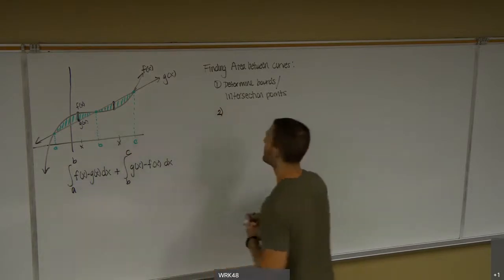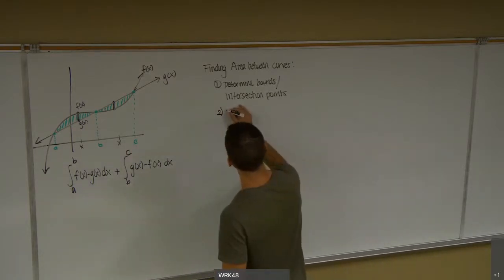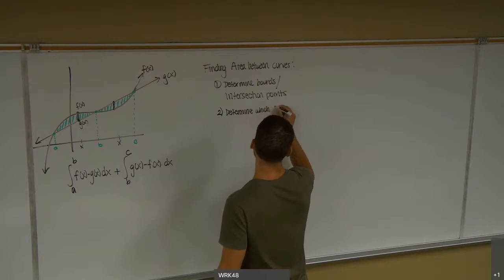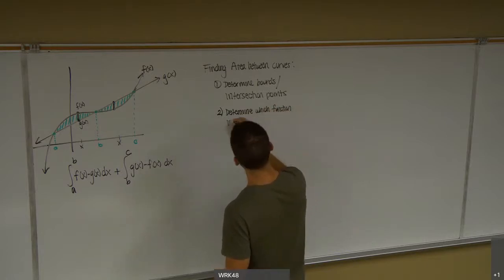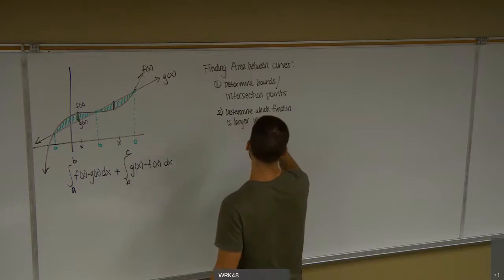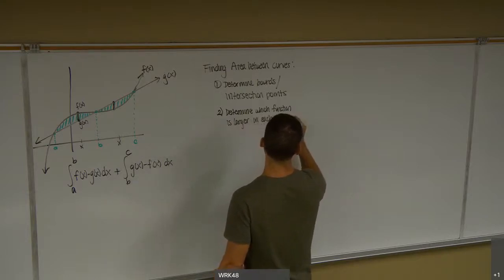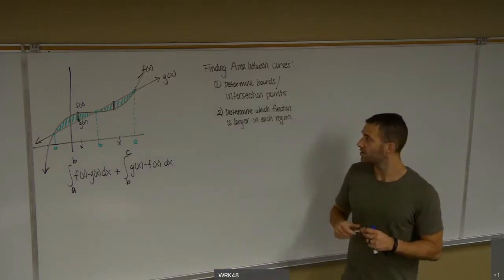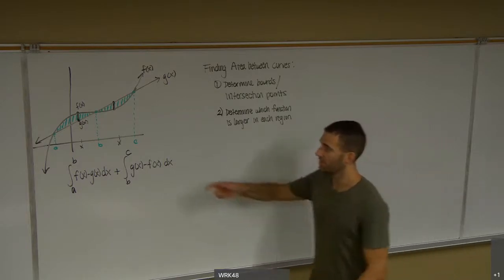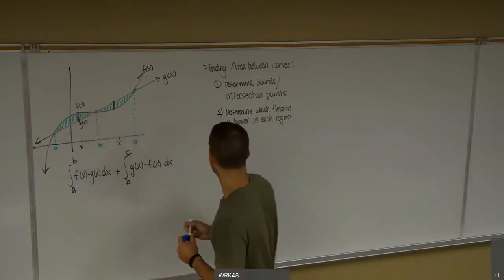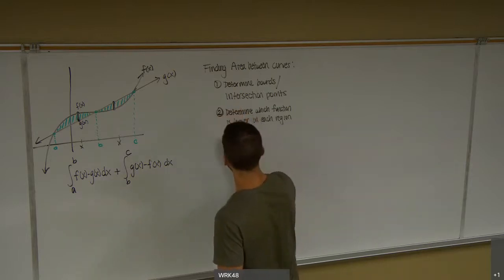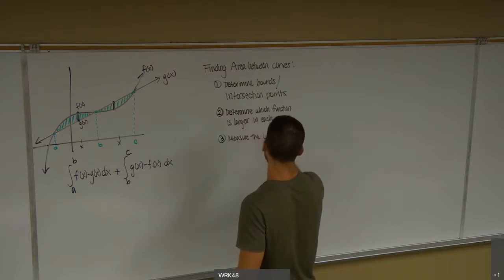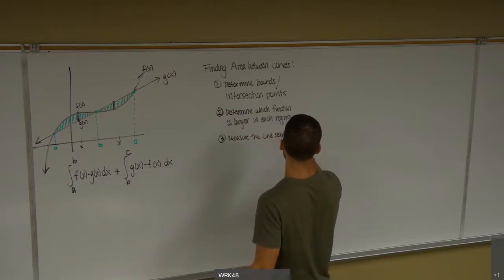Two, determine which function is larger in each region. Right, so I have the intersection points. If they just have 2, we have 1 region. If they have 3, we have a couple regions. So determine which function is larger in each region, because we're going to need to measure in the right order. And 3, measure the line segments and integrate them together.